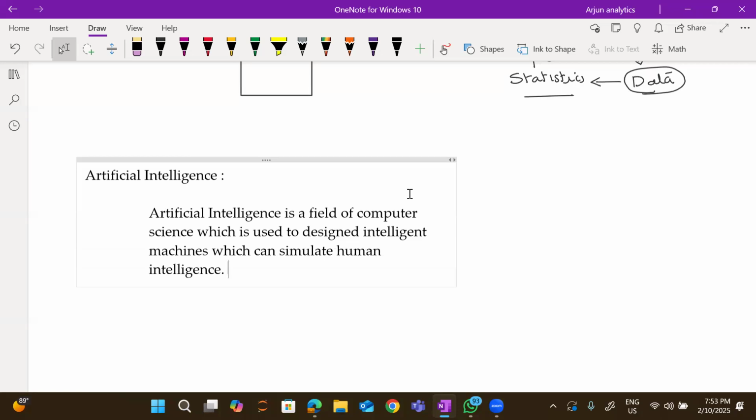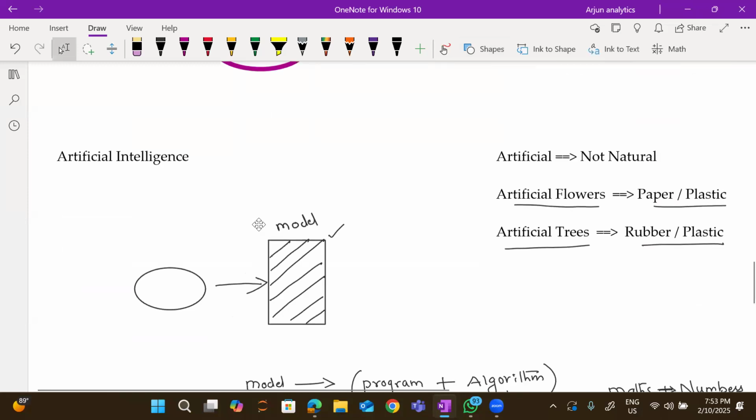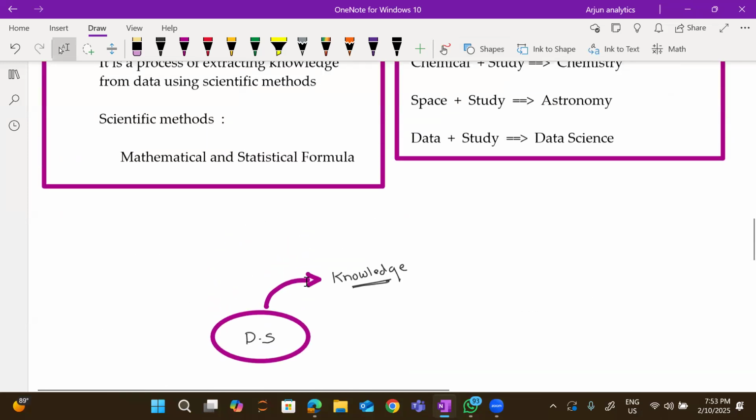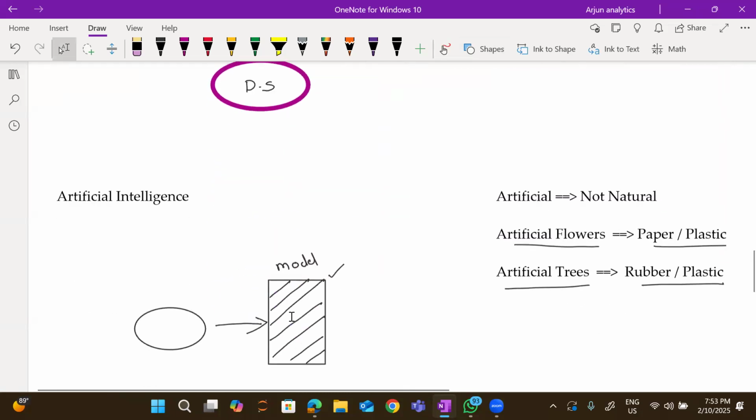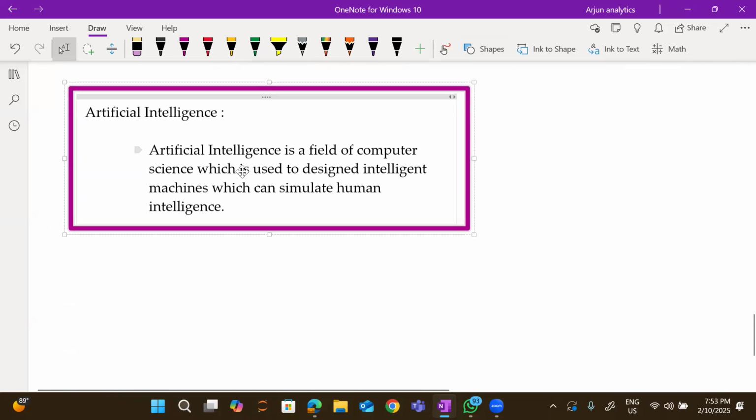Clear? Now, we know the basic understanding of what is data science and what is artificial intelligence. Data science is a process of extracting knowledge from the data. How will you do it? By using statistical and mathematical formulas. Now, what is artificial intelligence? Artificial intelligence is a field of computer science which is used to design intelligent machines which can simulate human behavior, which can behave like humans.